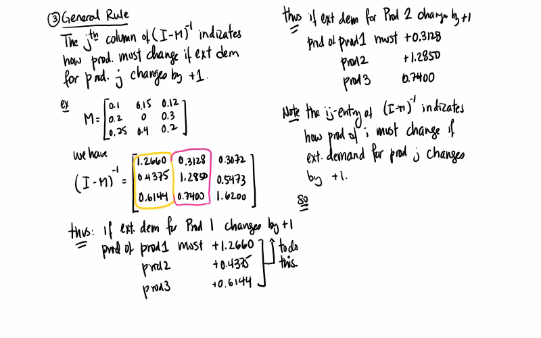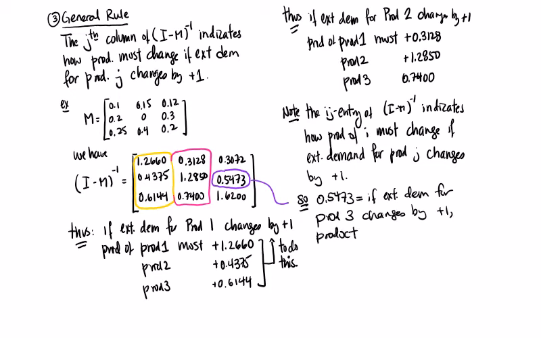So, for example, if we look in the third column at this value right here, 0.5473, what that means is if external demand for product 3, that's the column, changes by +1, the production of product 2 must change by +0.5473 to compensate.